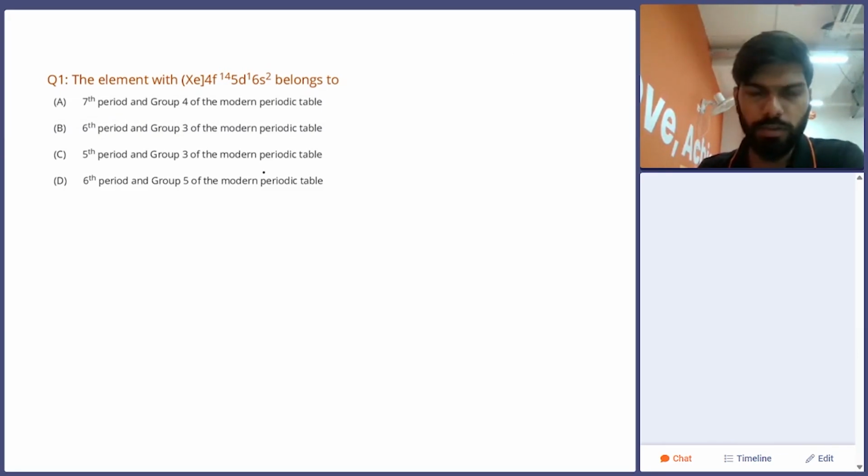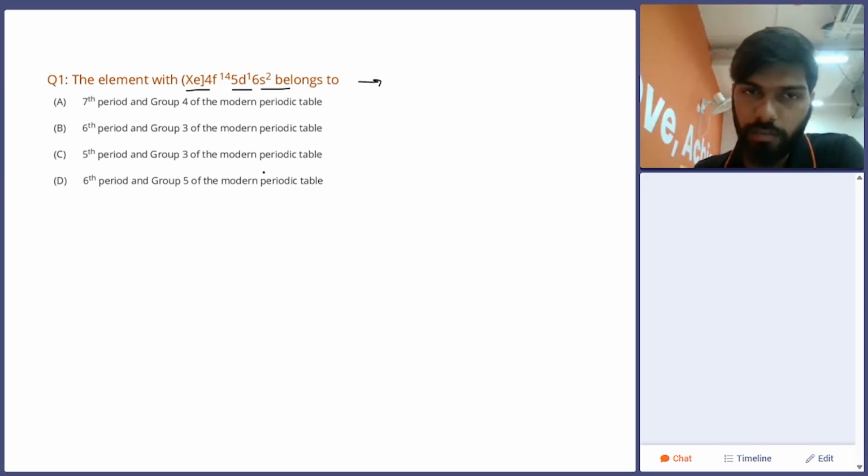So students, the first question is: the element with Xe 4f14 5d1 6s2 belongs to. Here they have given the xenon electronic configuration. The options are: 7th period group 4 of the modern periodic table, 6th period and group 3 of the modern periodic table, 5th period and group 3, 6th period and group 5 of the modern periodic table.